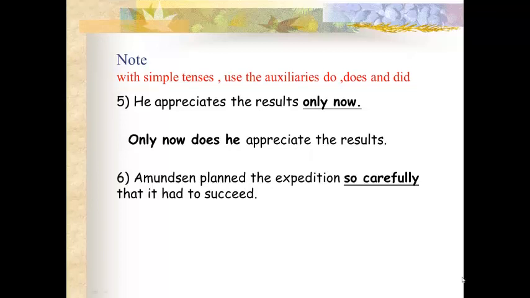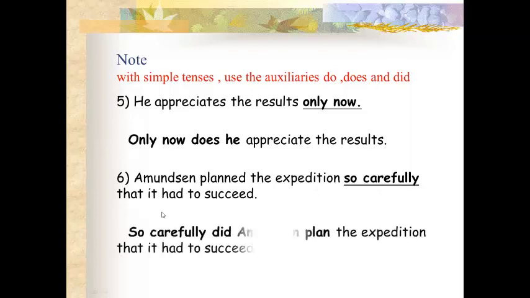Now, sentence number 6: Amundsen planned the expedition so carefully that it had to succeed. Here we have the verb to plan, okay? And when we have simple past, we use the auxiliary that suits the past. We have the phrase so carefully at the beginning of the sentence, and this will be the answer: So carefully did Amundsen plan the expedition that it had to succeed. Be careful that we use the auxiliary did because it's past simple. And here the verb is in the base form, you know that, right? Please write any of these examples in your notebook, okay?